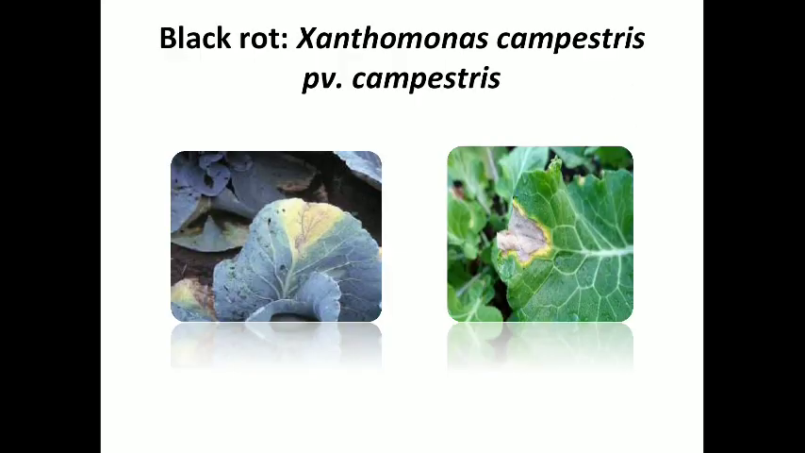First disease, black rot. It is caused by a bacterium, that is Xanthomonas campestris pathovar campestris. Let's see symptoms. In the diagram or picture, you can clearly see the symptoms. On foliage, typical V-shaped yellow spots rise along the margin and further extend. Later, veins become black, leading to blackening of vascular bundles. Typical V-shaped patch is an important symptom of this disease.